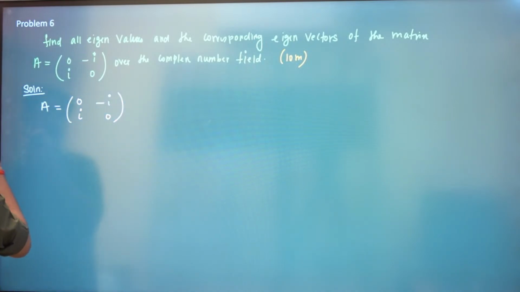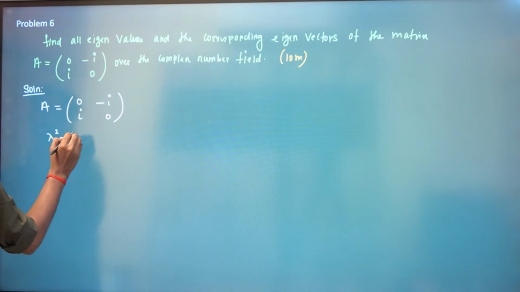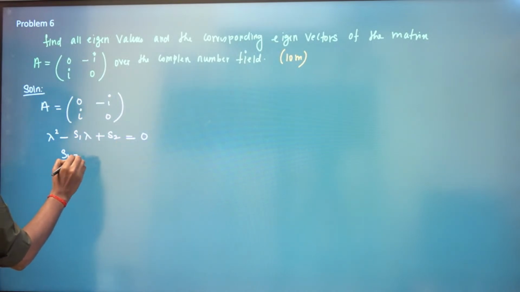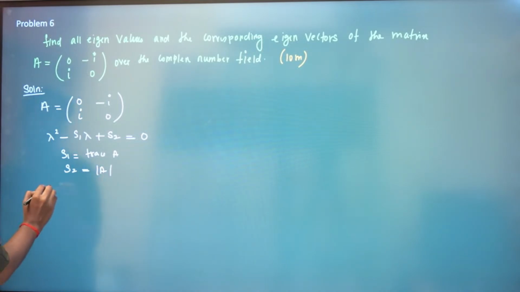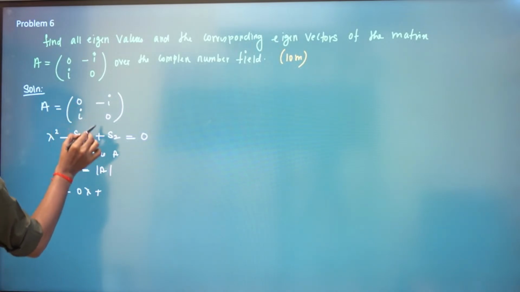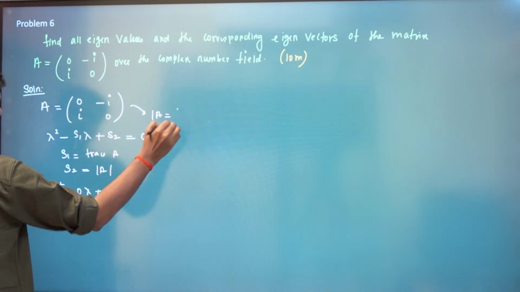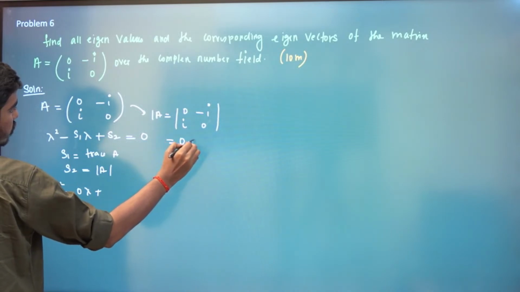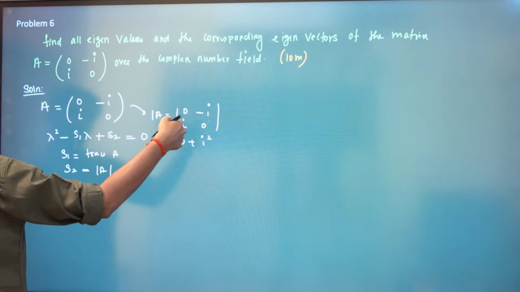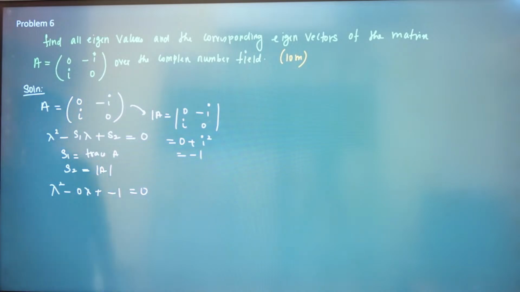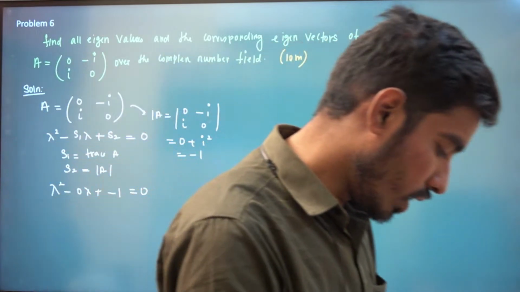The characteristic polynomial for a 2 by 2 matrix is given by lambda squared minus S1 lambda plus S2 equal to 0, where S1 is the trace of the matrix and S2 is the determinant of the matrix. So we have lambda squared minus... what is the trace? The trace is 0. What is the determinant of A? The determinant of [0, -i; i, 0] is 0 minus (-i)(i), so we have 0 plus i squared, right? I squared is minus 1. So lambda squared minus 1.